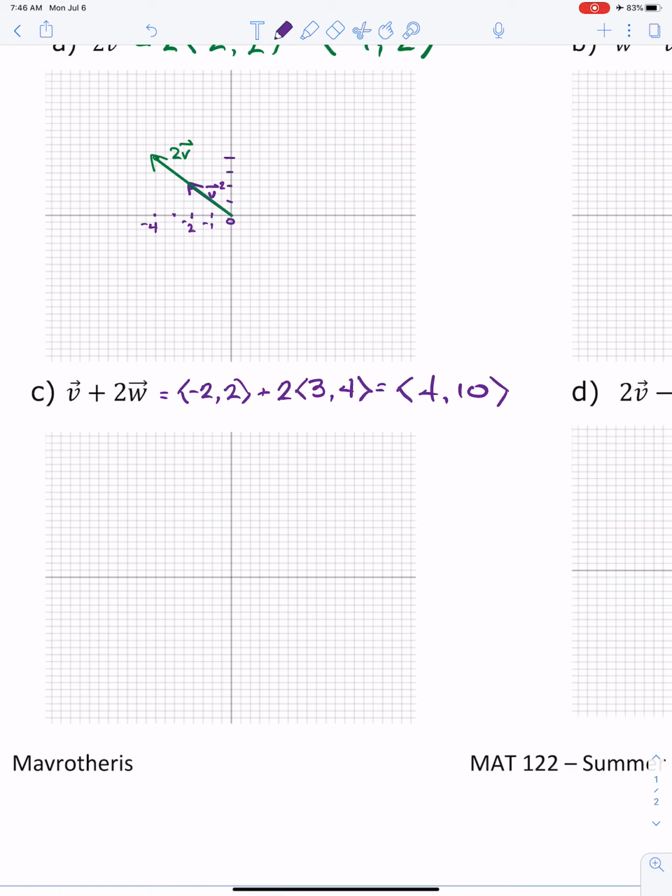So I am going to fix these notes and put numbers in here as soon as we're done. 1, 2, 3, 4, 5, 6, 7, 8, 9, 10, barely fits. So I've got V, which is negative 2, 2.